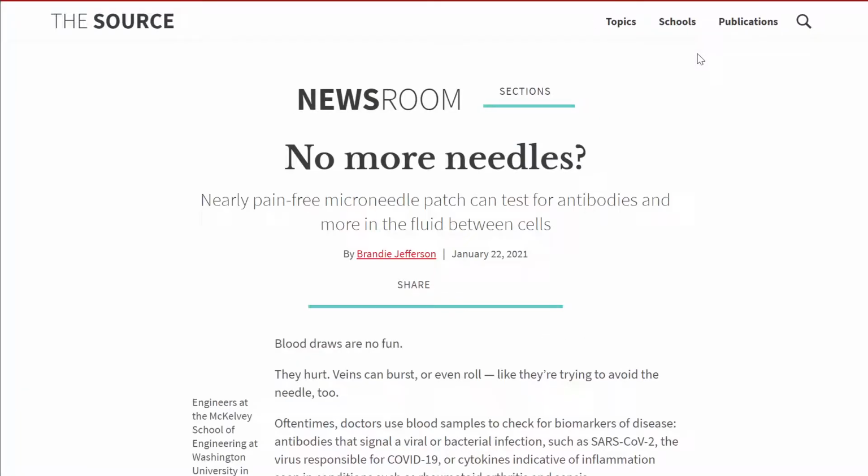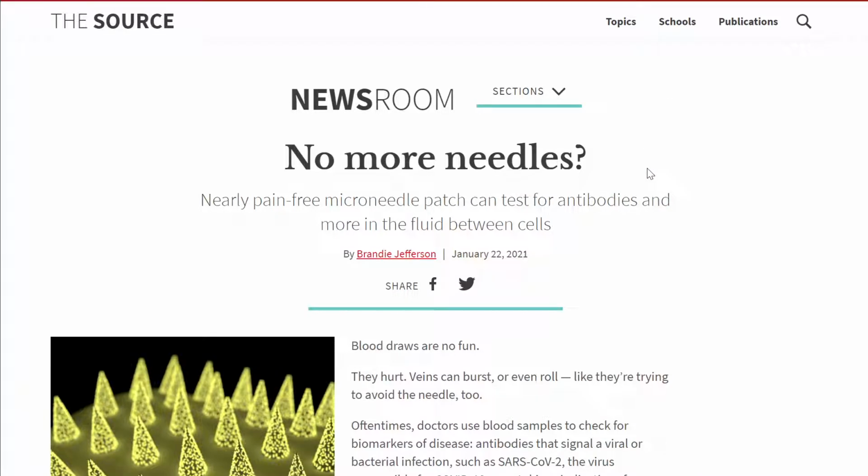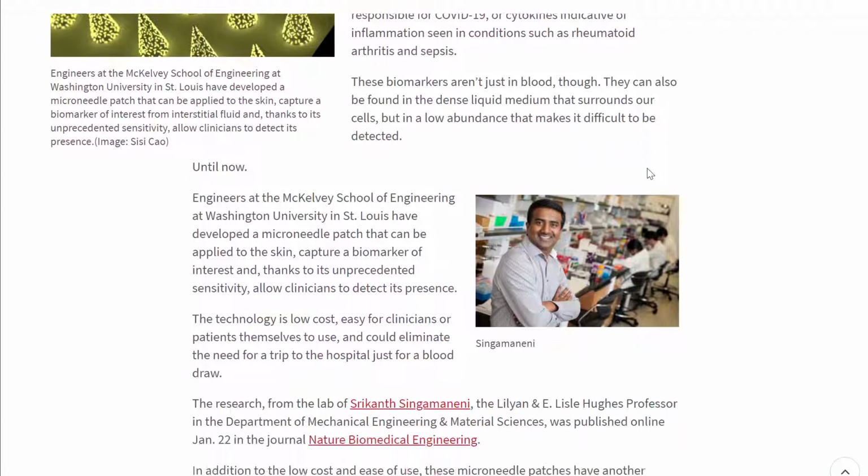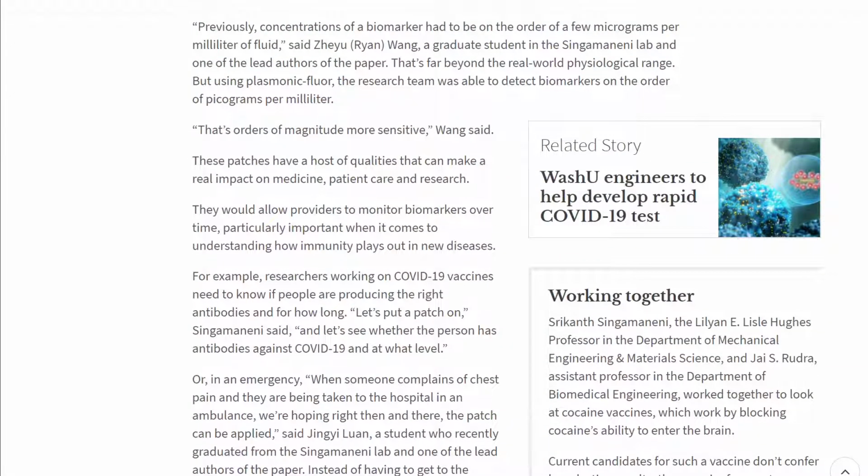rather than having needles, right, microneedle patches, a thing. So that would be a delivery device.